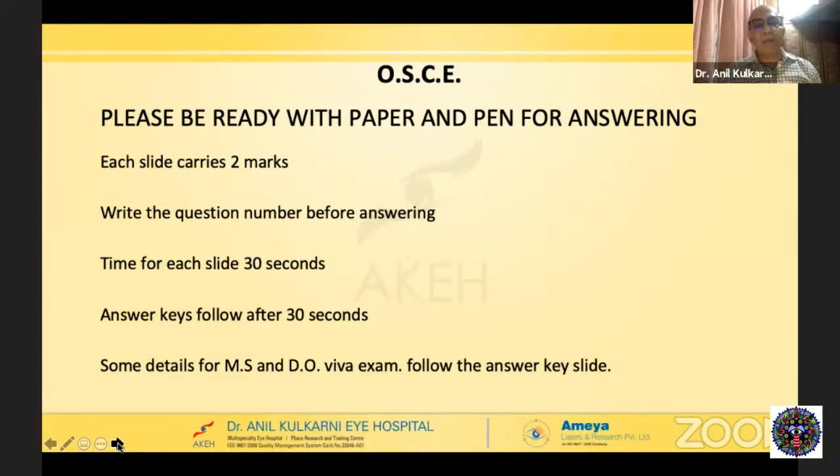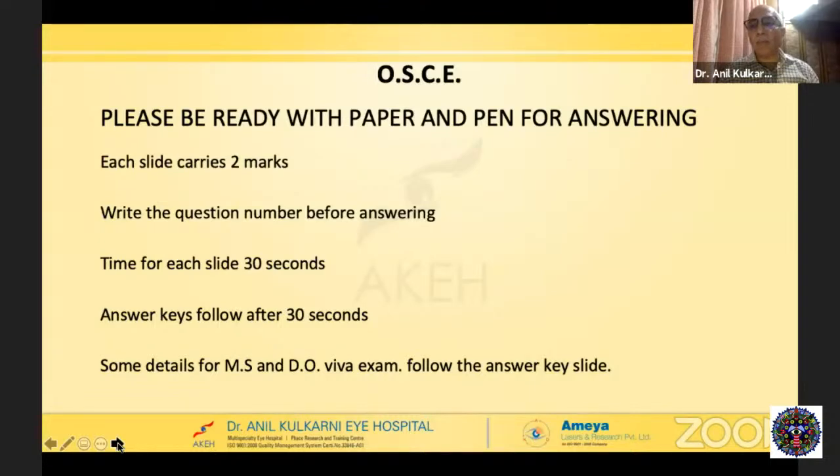Now, the point of this OSCE is that all the participants take a paper and pen. We are showing you slides with only 2 questions each. Every slide will carry 2 marks. Just write the question number, that is question number 1, 2, whatever it is. We will show you the slide for about 30 seconds and the answer key will follow after 30 seconds. There will be some details about that instrument apart from these 2 questions. So let us see how the things go.